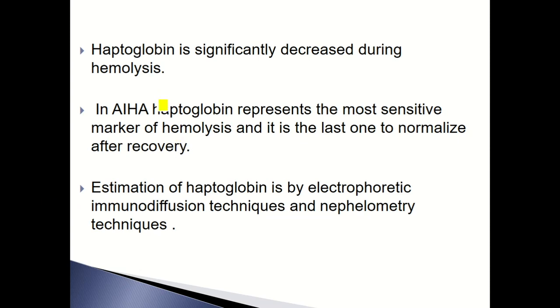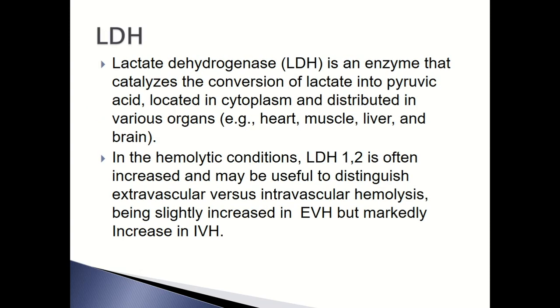So now this is a very important investigation for you people in case of hemolytic anemia, that is haptoglobin. Haptoglobin level definitively decreases in case of hemolytic anemia, and we can measure this haptoglobin level by either electrophoretic immunodiffusion technology or nephelometry techniques.